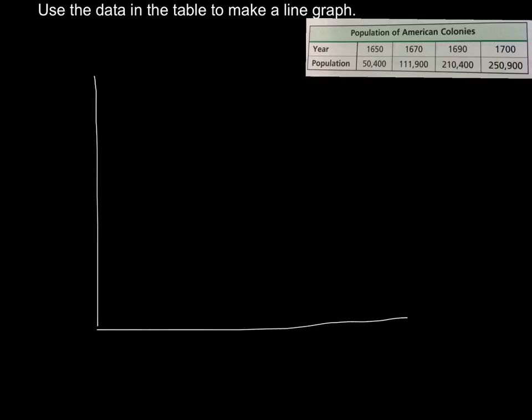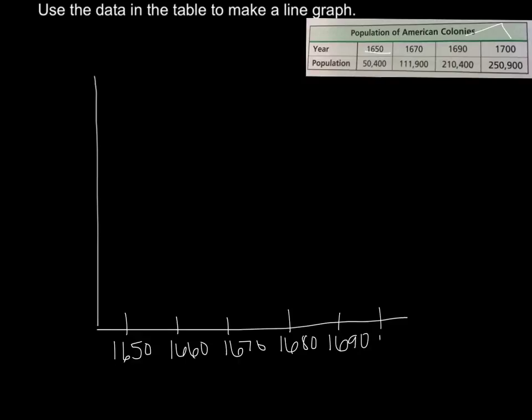So along the bottom I'm going to do my years, and I want to make sure I'm going up by a 10-year interval because I see between 1690 and 1670, there is only a 10-year interval there. So let's start by going 1650, 1660, 1670, 1680, 1690, 1700, and then we can stop because that's our last data point we need to plot.